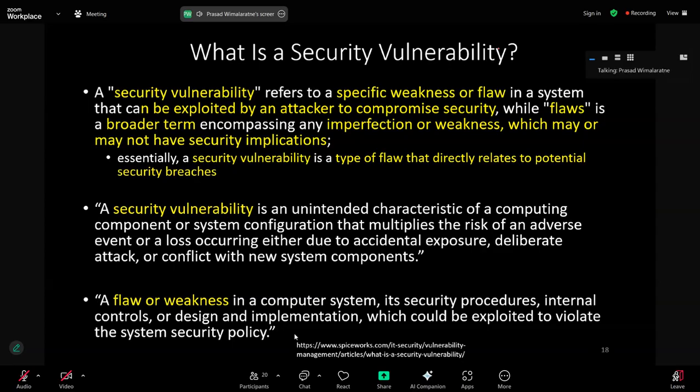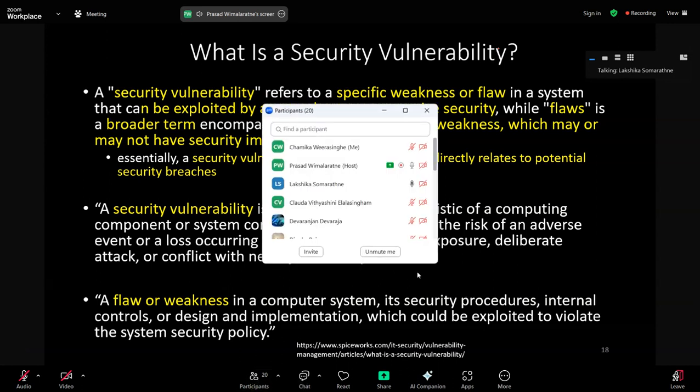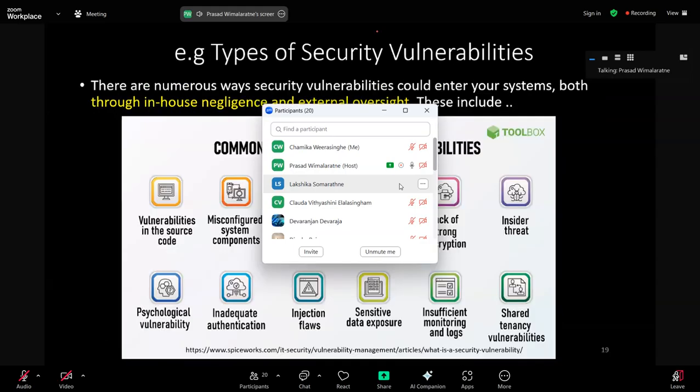That will include any weakness that may or may not have a security implication, because a weakness may lead to a security problem, or it doesn't necessarily have to be. So a security vulnerability is basically an unintended feature in your system that will cause problems, right? These are just preliminary things that you need to refresh your memory on, because I'll be using some of these terms in the upcoming slides.